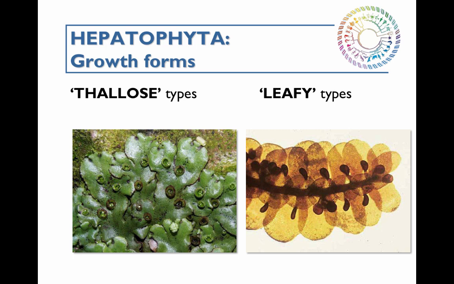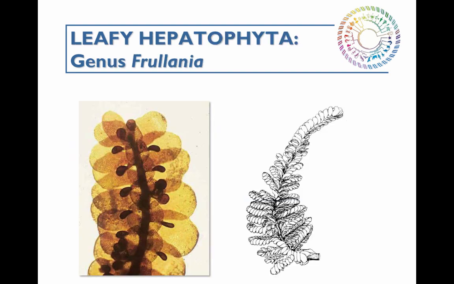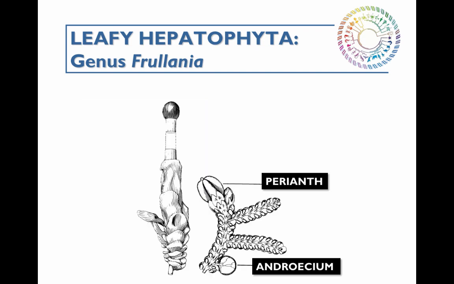Now, I mentioned earlier that there were 2 different growth forms of Hepatophyta, and I've spoken at length about the thallus types. Very, very briefly, I want to just show you some photographs and diagrams of the leafy types. So the leafy types have small erect growing plants with leaf-like organs. This is a genus called Frullania, although the name doesn't matter too much. If you have a look in the textbook, you'll see that there are some specialized structures shown by these leafy Hepatophyta.